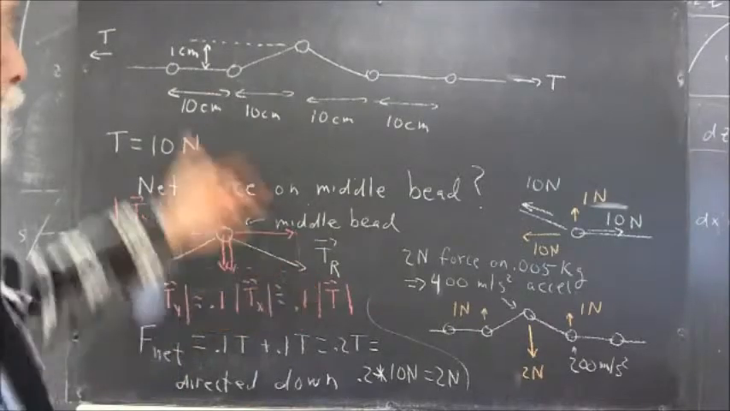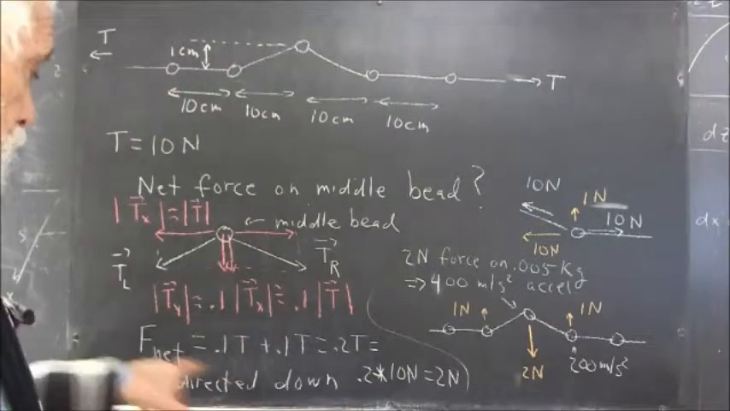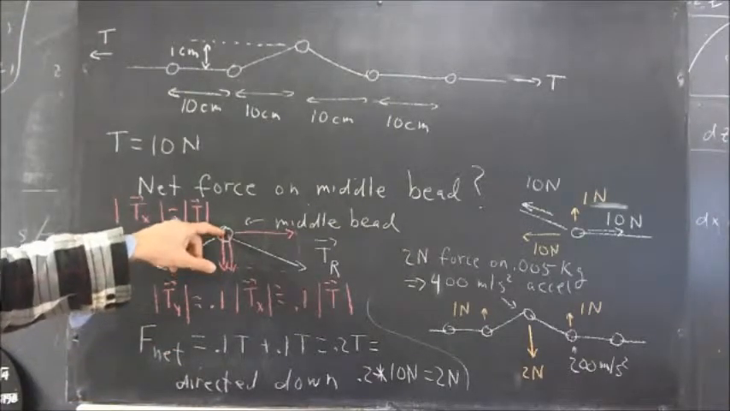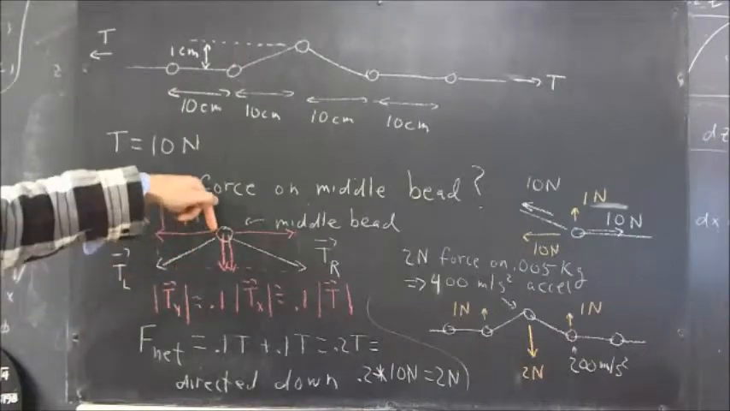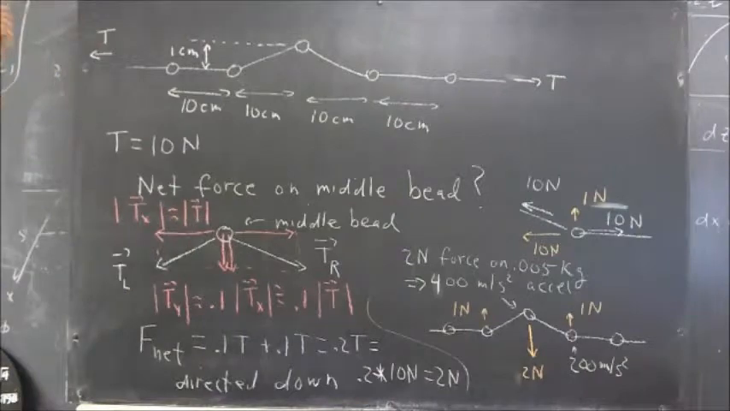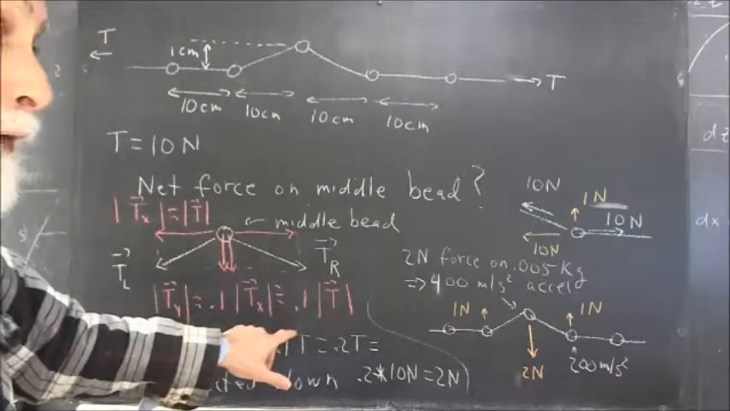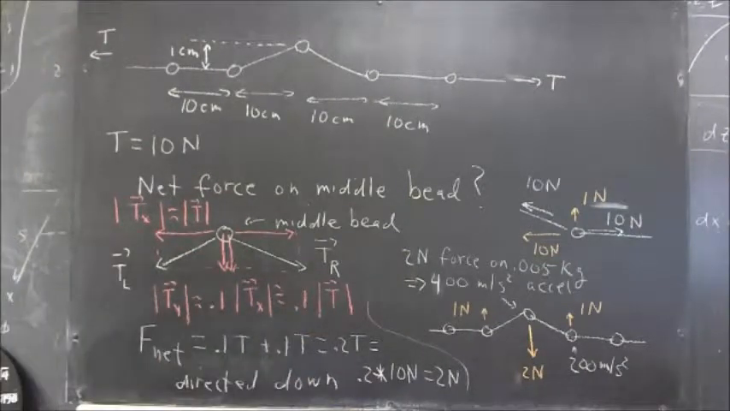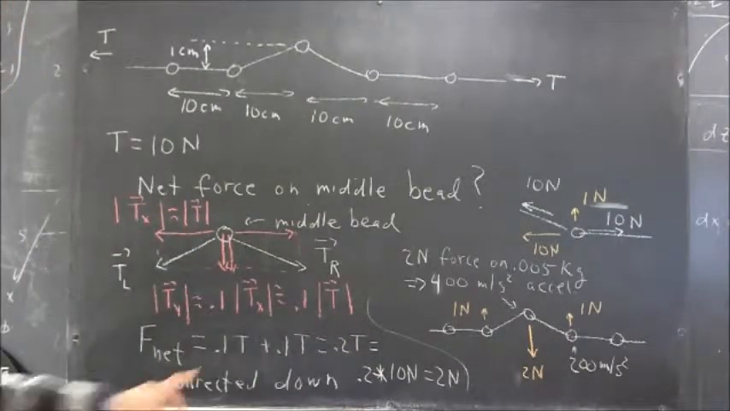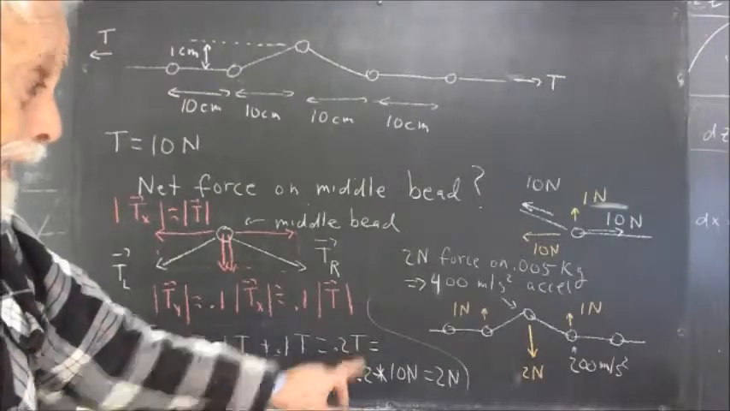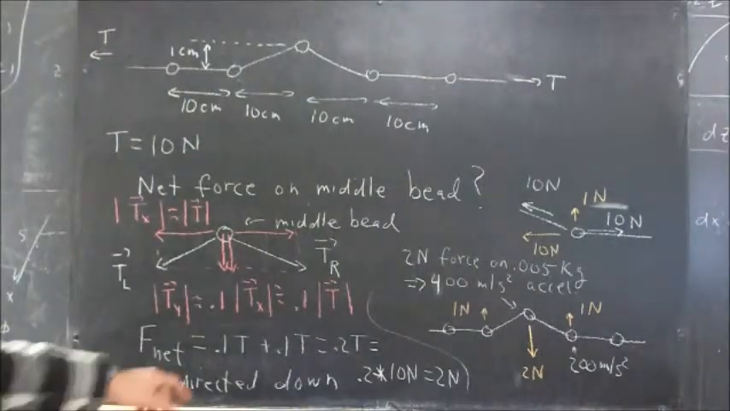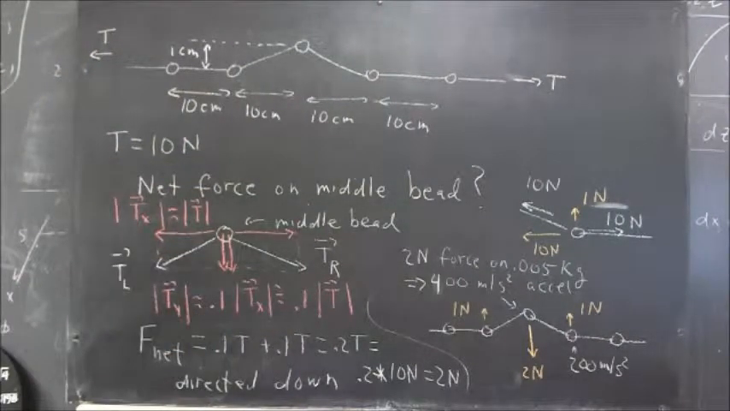Magnitude of the tension being 10 newtons, we find that the net force on this bead is the sum of the y component of the tension to the left and the y component of the tension to the right. Those are both equal to 0.1 times the magnitude of the tension. The magnitude of each of these is 1/10 of the magnitude of the tension, so that when we sum those up, we get 2/10 the magnitude of the tension, which works out to 2 newtons, and it's directed downward.